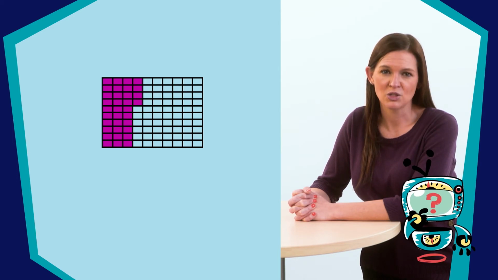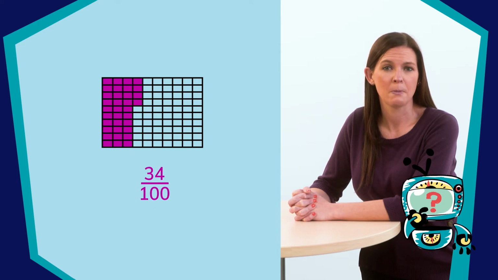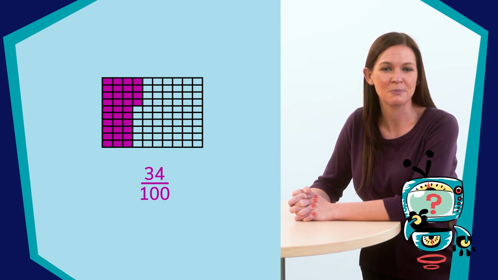Using our fraction knowledge, we know that as a fraction, we would write the denominator as the total number of pieces, and the numerator is the shaded region. So that would be 34/100ths. That was neat, our first hundredths fraction.